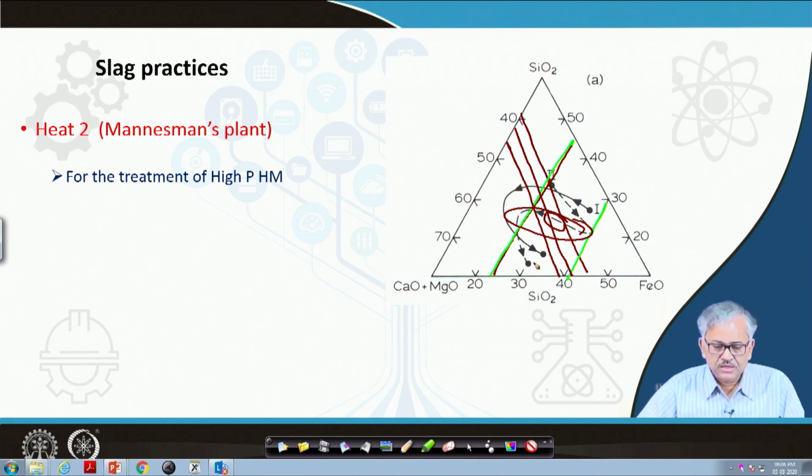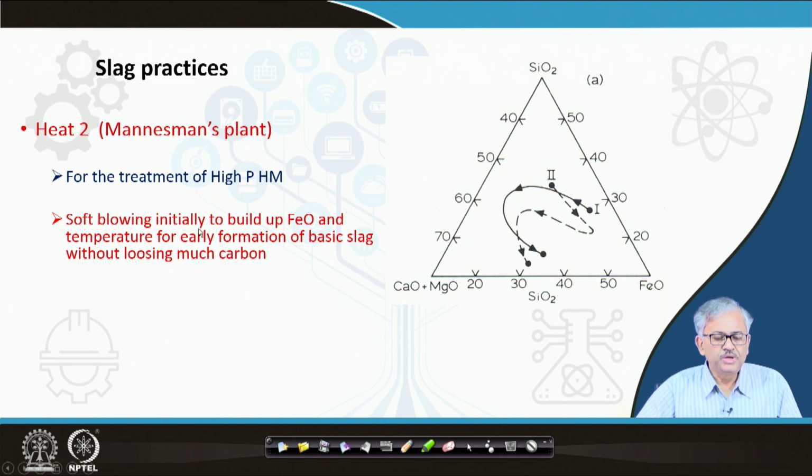So, soft blowing initially is done to build up the FeO and temperature for early formation of the basic slag without losing much carbon. That is the intention. So, we are doing the soft blowing here. We are only increasing the FeO percentage, right, without losing the carbon. And then when it moves in this direction, the CO starts dissolving, and you have formed a basic slag, and in this region your dephosphorylation and decarbonization will continue simultaneously.